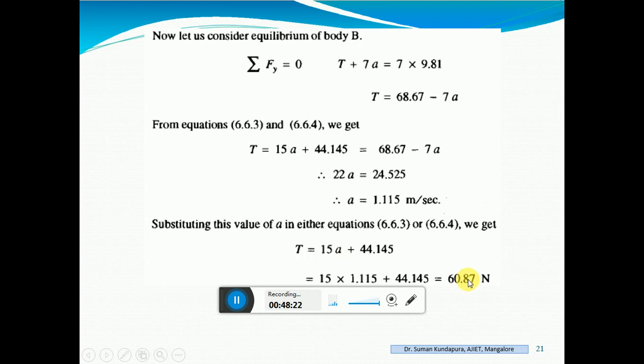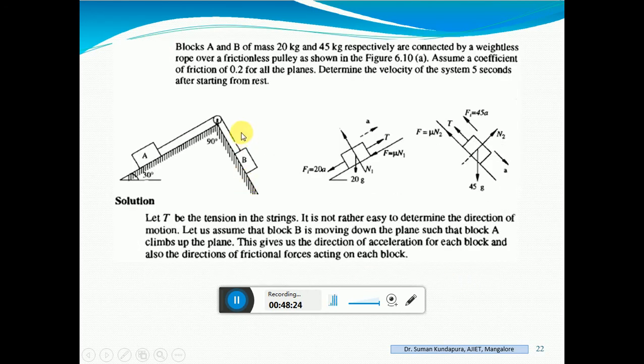tension in the string. Next problem: blocks A and B of mass 20 kg and 45 kg. A is 20 kg, B is 45 kg. They are connected by a weightless string, connected here. This angle is given as 30 degrees. Assume the coefficient of friction for all the planes, even this plane and this plane, as 0.2. Determine the velocity of the system 5 seconds after starting from rest.